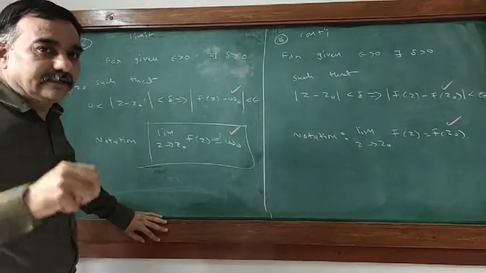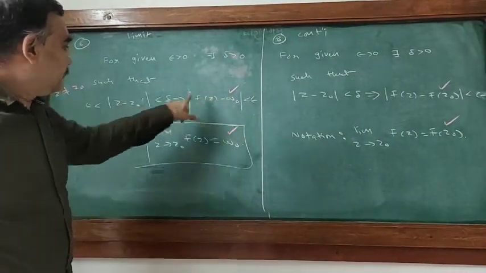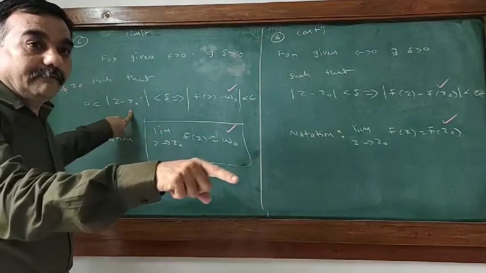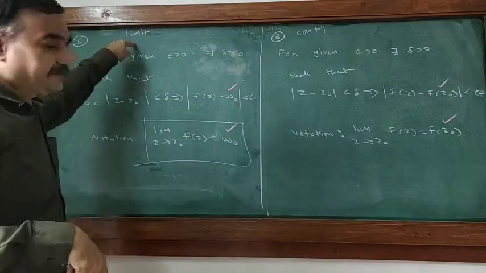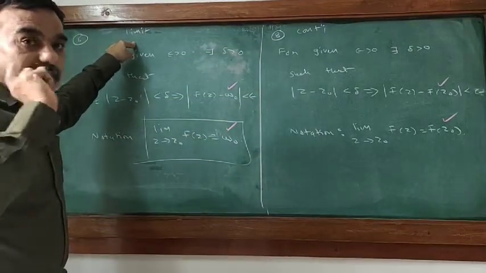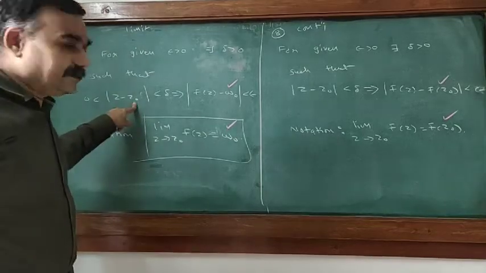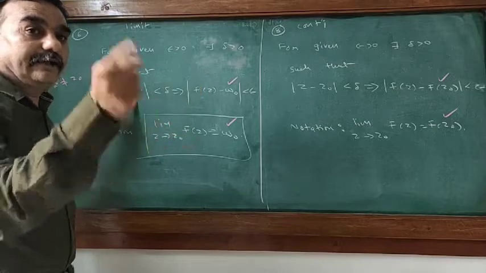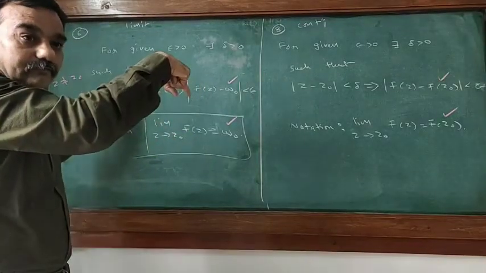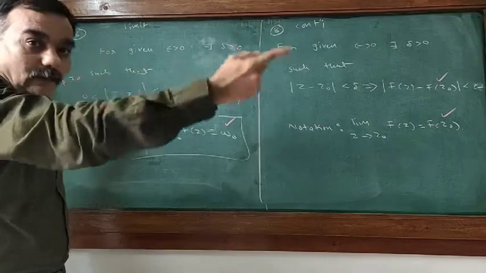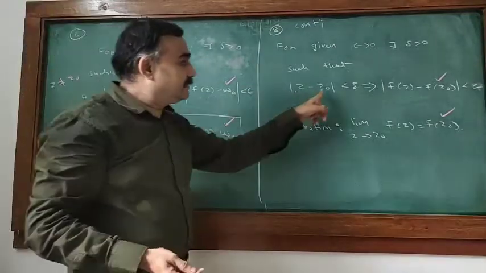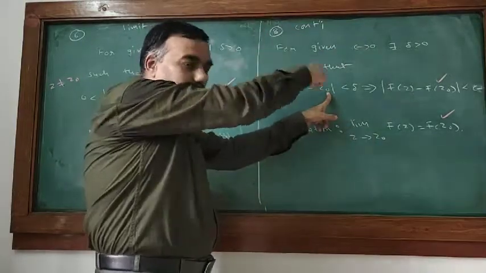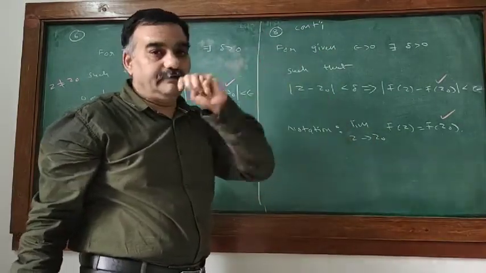But the third difference is that z0 may or may not belong to the domain of f in limit. Listen carefully. z0 may or may not be in the domain of f whenever we are talking about limit. But z0 must be in the domain whenever we are talking about continuity. This is the third difference.